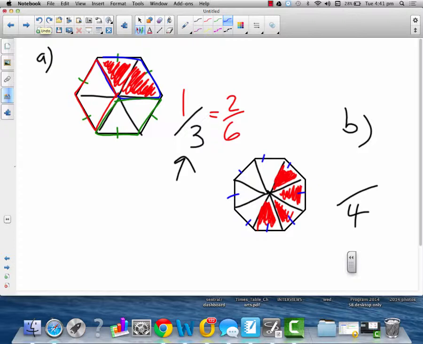For D, 1, 2, 3, 4, 5, 6, 7, 8, 9, 10, 11, 12. 12 quadrants. Pause me. Have a go. 5 of those are coloured in. 5/12.